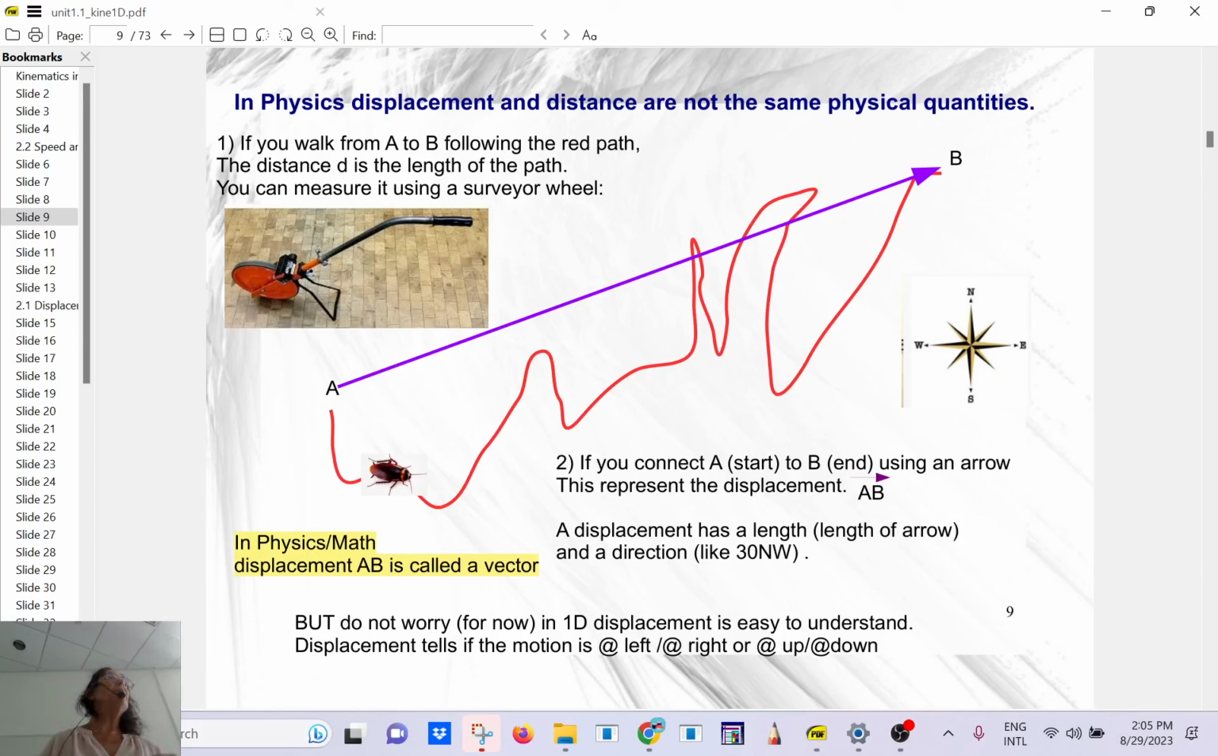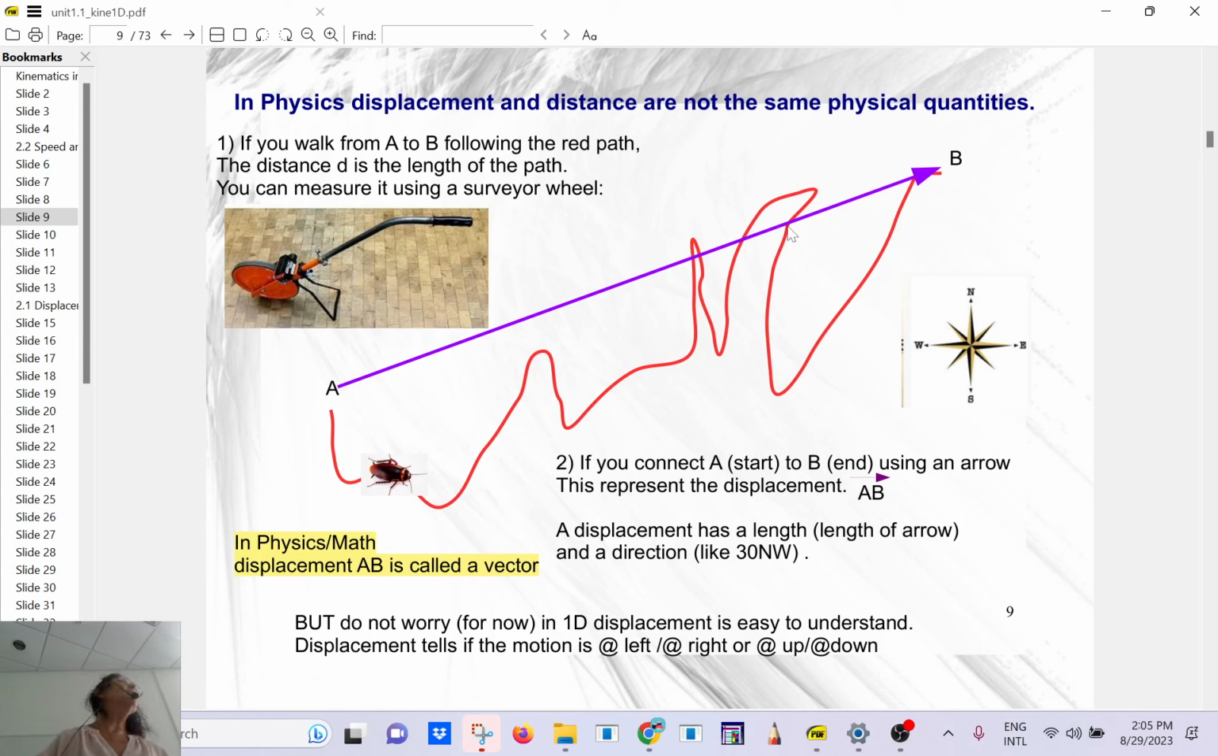So how do we find displacement in physics? You start from the starting point A and you connect to the ending point B and you have an arrow here. So AB is a mathematical object that we call a displacement, because it's going to tell you how much of what and which way.